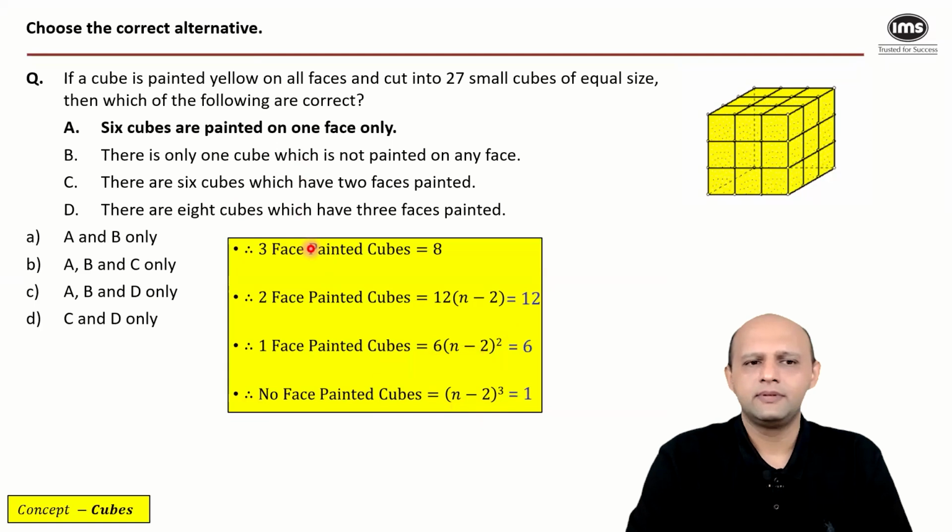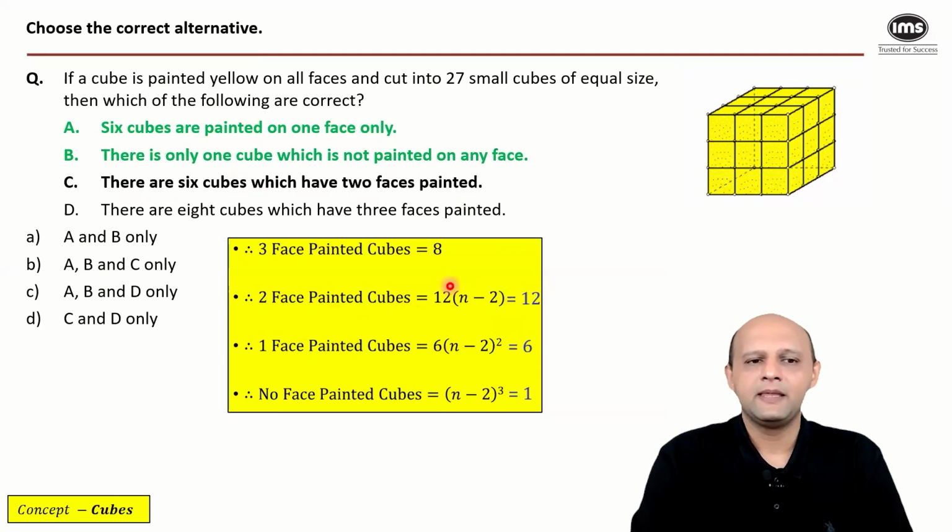Option 1, 6 cubes painted on 1 face only. That is absolutely true. Look at the second option. There's only 1 cube which is not painted on any face, which is also true. Now, if you look at the third option, that's where there is a problem. It says there are 6 cubes with 2 faces painted, but 2 face painted cubes here are 12. So that's where you need to be careful. The third option is not correct here.